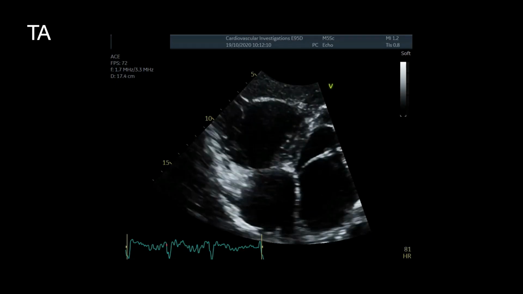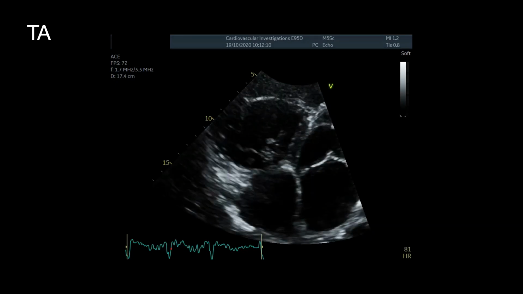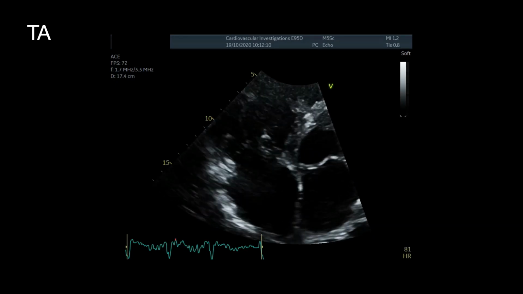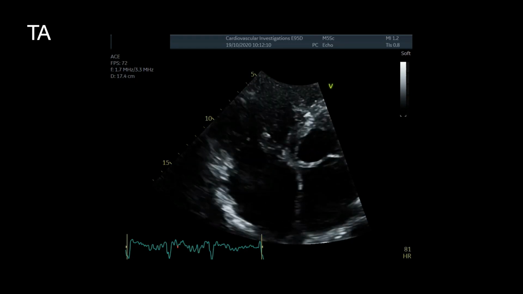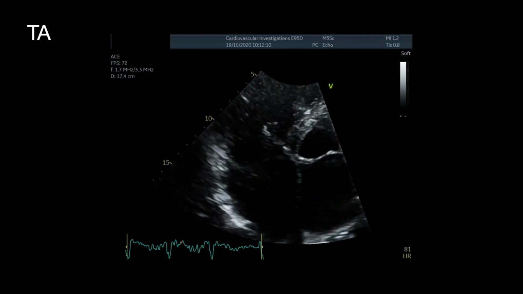Again, just a 2D image trying to really interrogate the tricuspid valve leaflets, but they're kind of coming in and out of the window. It's a little bit hard to see.